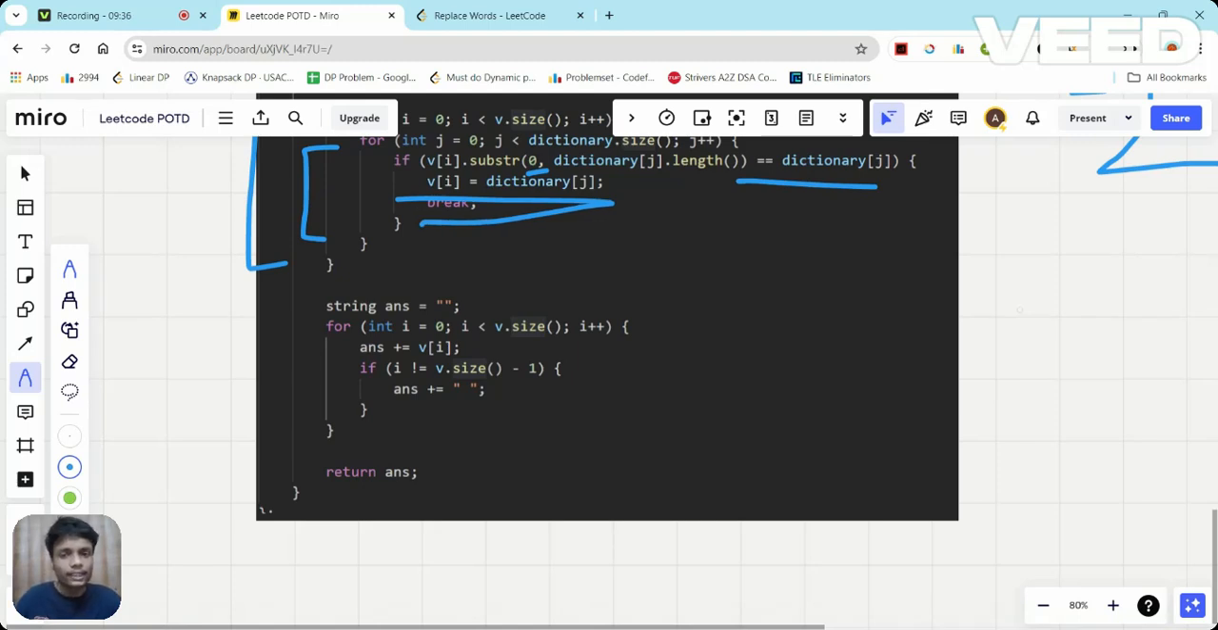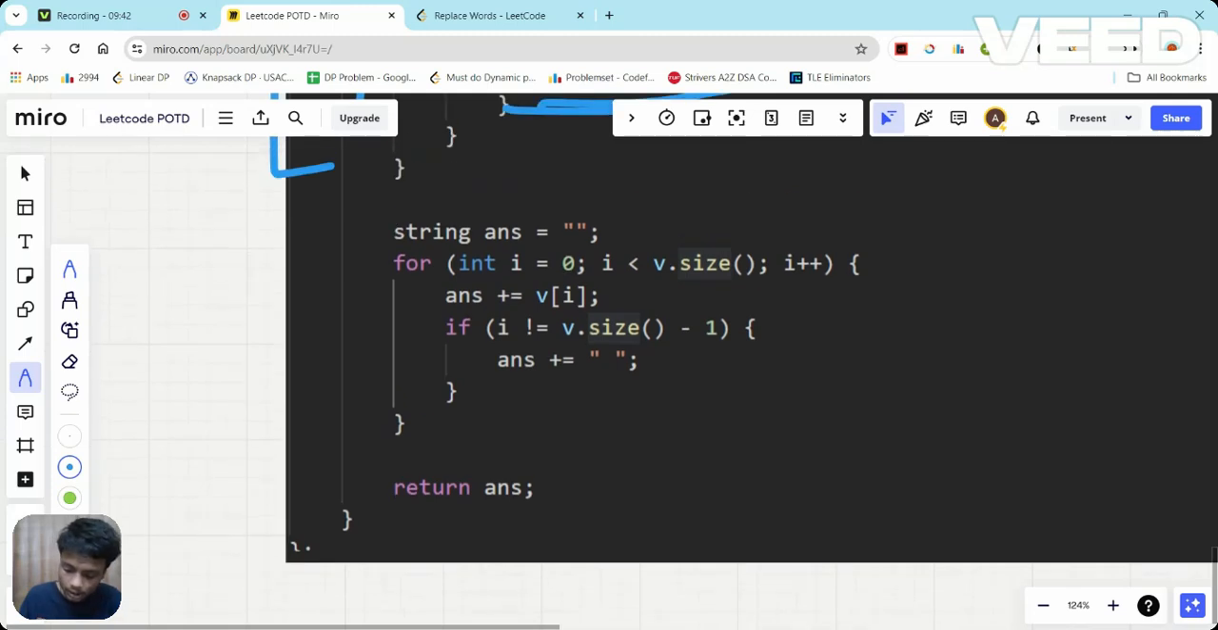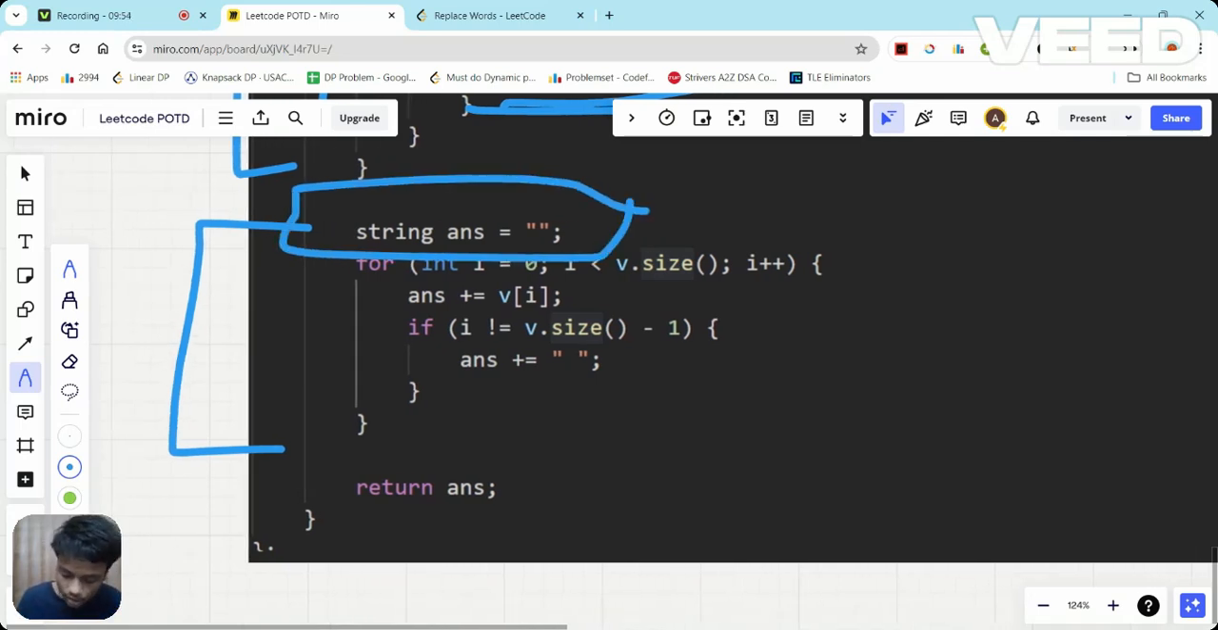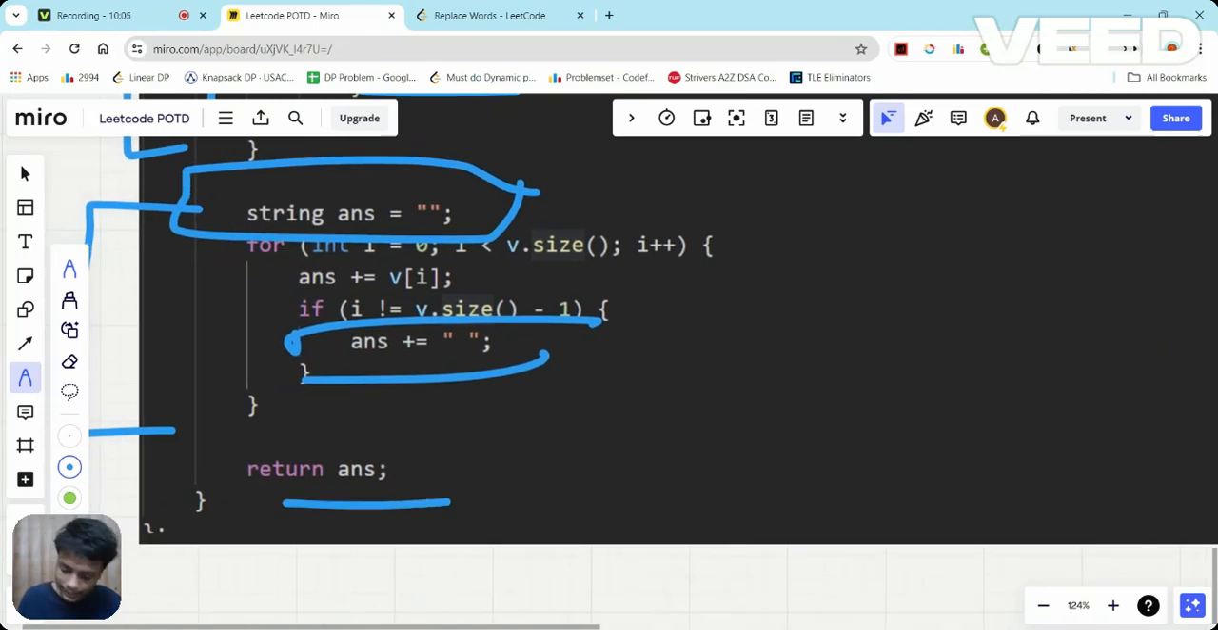Once I am changing the words in v[i], I will simply replace it. Once it is done, I am converting all the strings in v back to a sentence. So I have created a string answer, I will iterate through all the strings in v, concatenate everything and simply add a white space between them. And at last I will return the string as the answer.